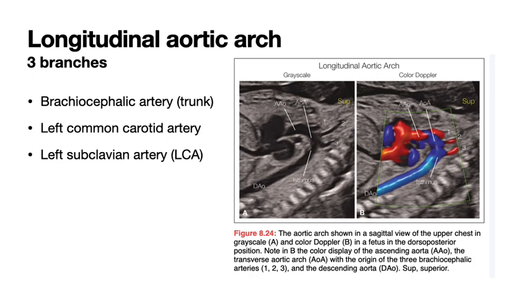Now, there typically are three vessels coming off of this arch. The first is the brachiocephalic artery, also called the brachiocephalic trunk. I only threw that in there because sometimes I've seen it in test questions, and it can get you all confused if you're not aware that the artery and trunk are the same thing.